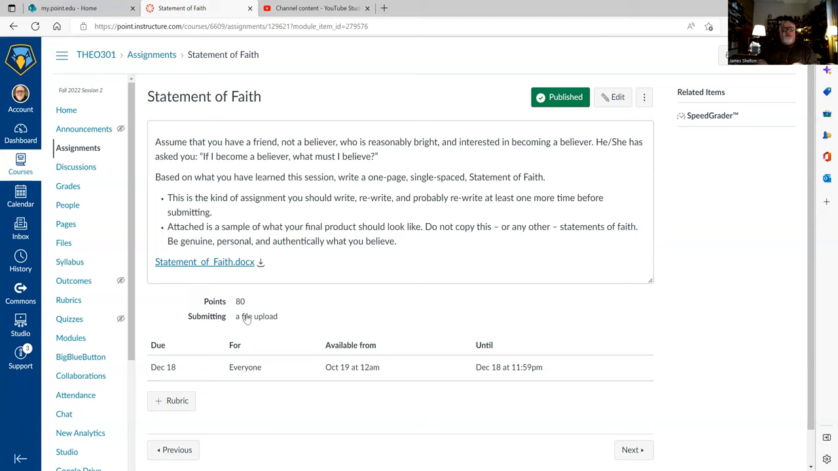And now, a couple of bullet points for you. This is the kind of assignment you should write and rewrite and probably rewrite at least one more time before submitting. There is a sample attached here of what your final product should look like. I cannot stress this enough. Do not copy this statement of faith or any other statements of faith you may find on, say, the internet. What we're asking for here is be genuine, be personal, and have it be authentically what you believe.